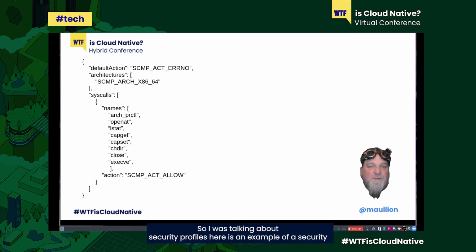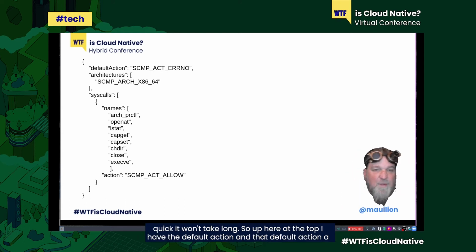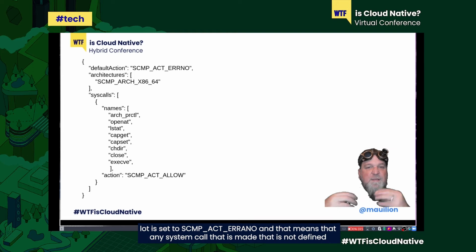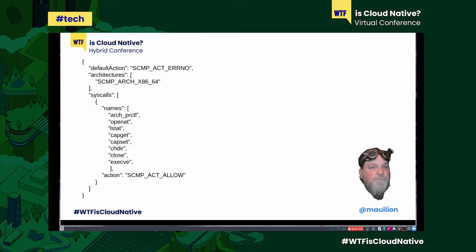So I was talking about security profiles. Here is an example of a security profile that I might apply to an application. Let's walk through it line by line real quick. It won't take long. Up here at the top, I have the default action, and that default action is set to SCMP_ACT_ERRNO. That means that any system call that is made that is not defined further down in this profile should just receive an error. I don't want that system call to happen.